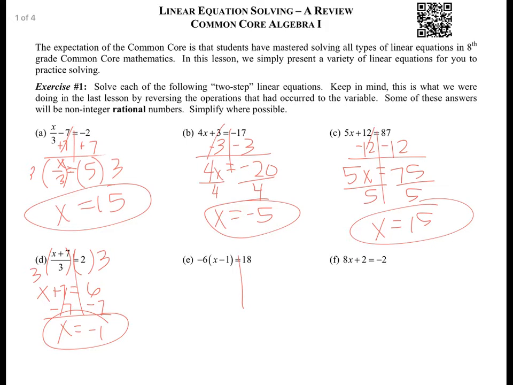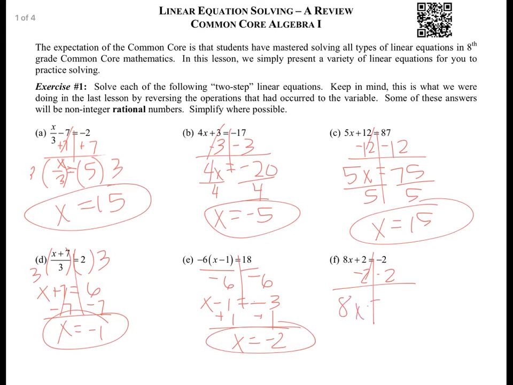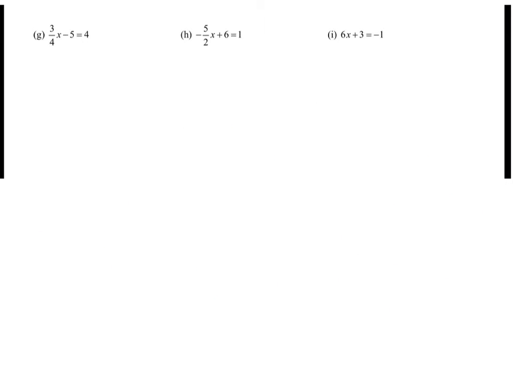Remember, x is subtracted by 1 and then multiplied by negative 6, so we do the opposite in the opposite order. So divide both sides by negative 6. So now x minus 1 equals negative 3. Add 1 to both sides, and x equals negative 2. And finally, subtract 2 from each side. 8x equals negative 4. Divide by 8, and x equals negative 1/2, because you do have to simplify to the smallest form. Last 3 for this one.